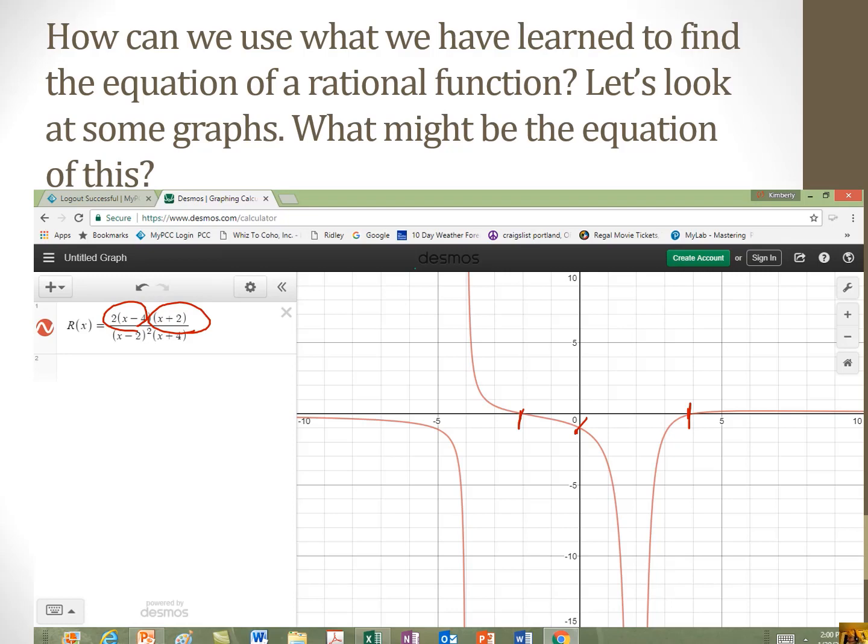So now we've examined all of the things that we need to examine on our graphs of rationals, and you should be ready to do your homework.